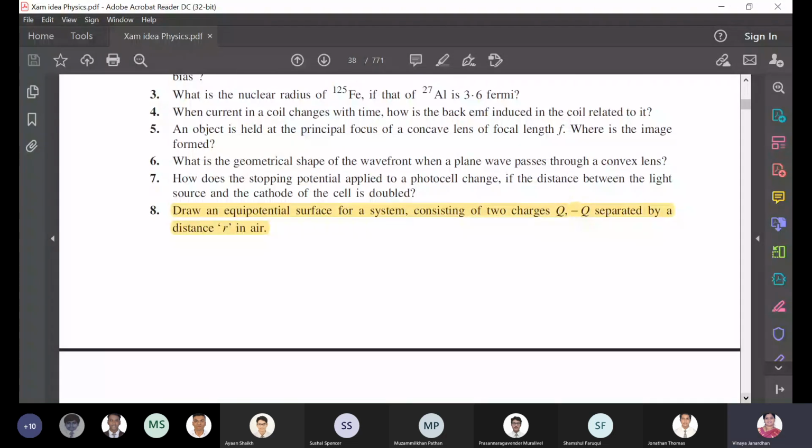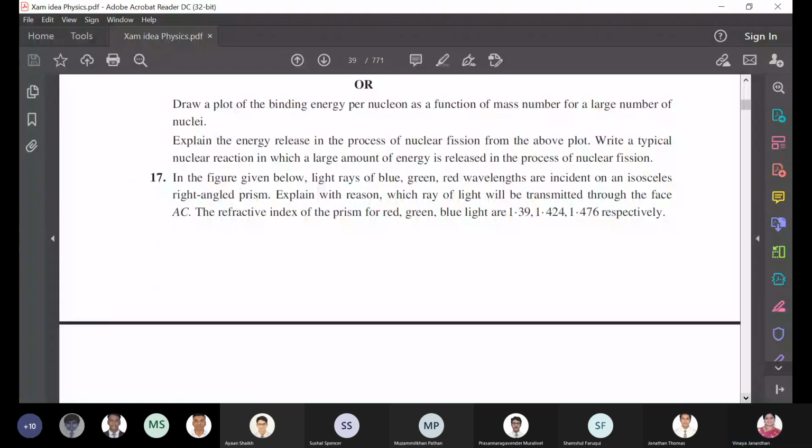Then draw an equipotential surface for a system of two charges, Q and minus Q. So what is this? It's a dipole. They have not directly given it as a dipole; you have to identify the dipole.